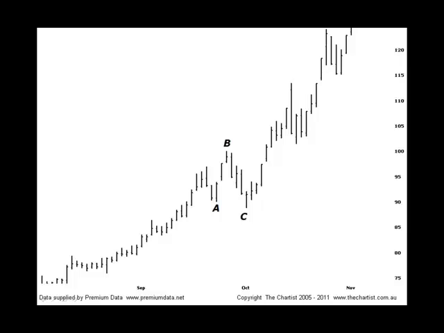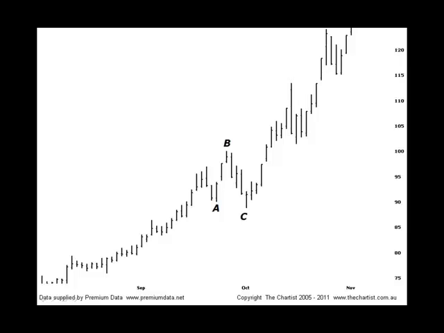What constitutes a WXYZ combo? A WXYZ pattern is a complex ABC X ABC pattern where the initial ABC is labeled as a W, then the secondary ABC is labeled as a Y. So that is a combination of an ABC X ABC. So a double zigzag, a double flat, triple flat. So those complex kind of patterns that occur.